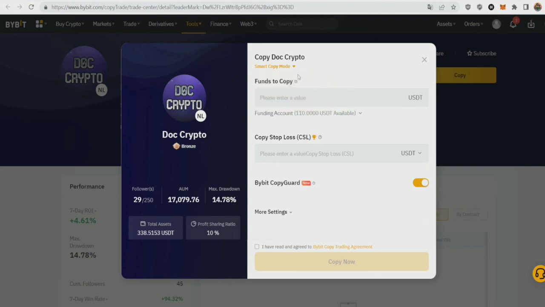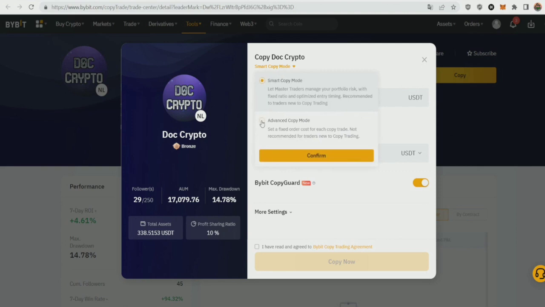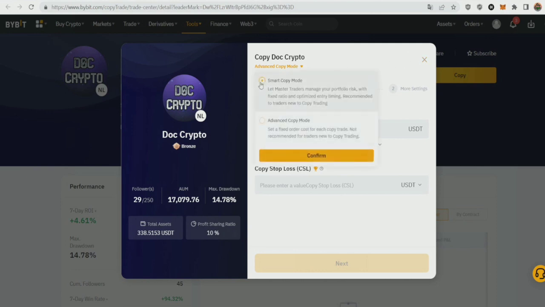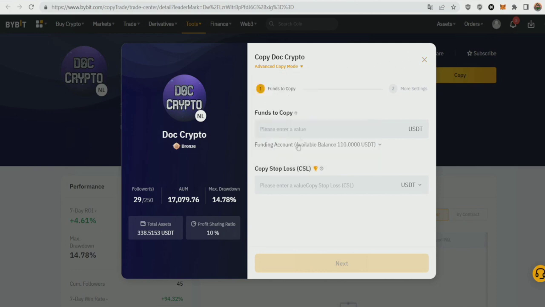So the first thing we don't want, go to the top and click on advanced. If you're on mobile, click on advanced as well. It's at the top right. So no smart copy, advanced, because it actually reduces your profit because it's just too safe. Then just enter the funds you want to use.